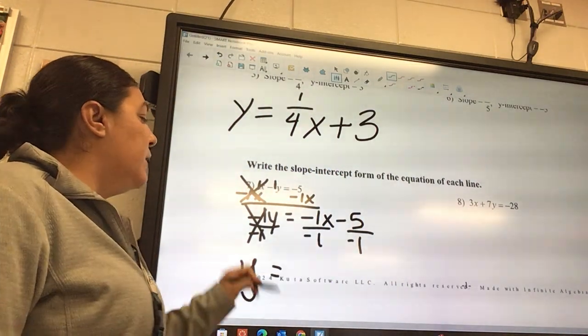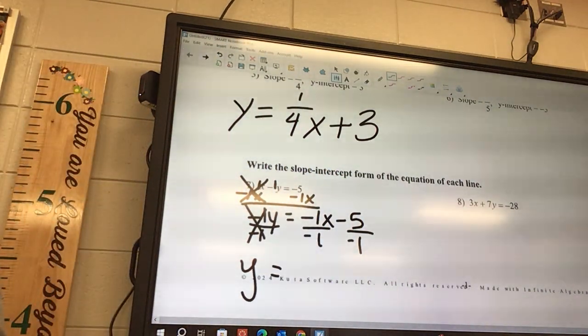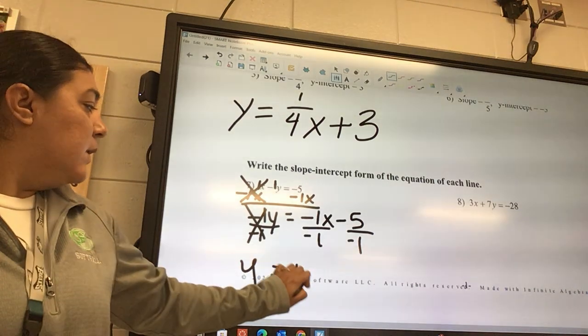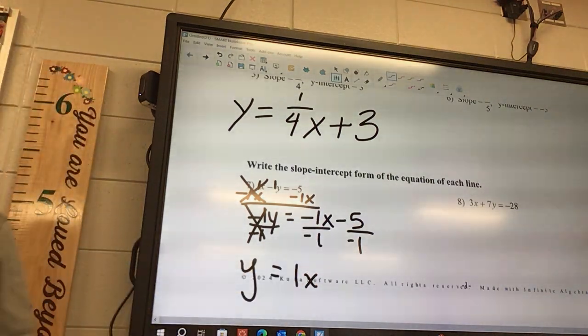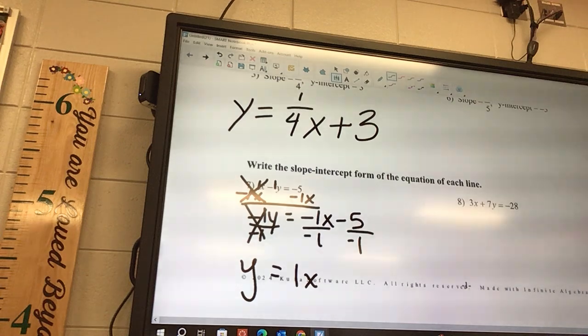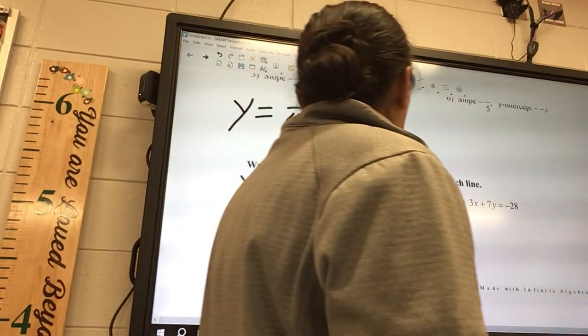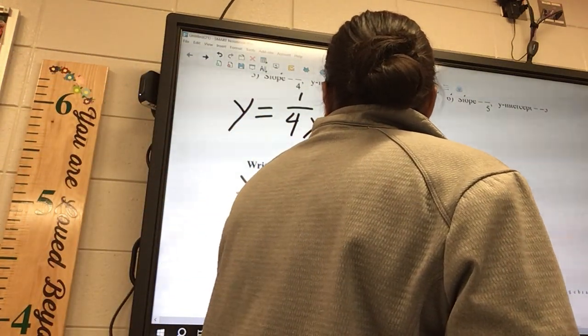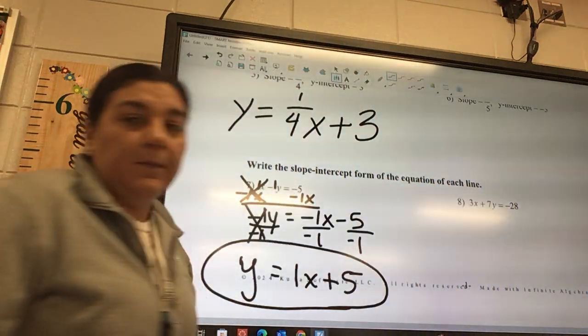Okay, negative 1 divided by negative 1? Positive 1. X, negative 5 divided by a negative 1? Just regular 5. A positive 5. So we're going to get y equals 1x plus 5.